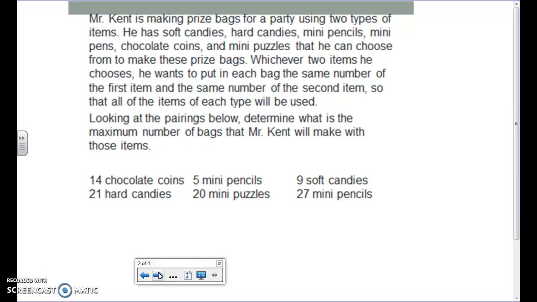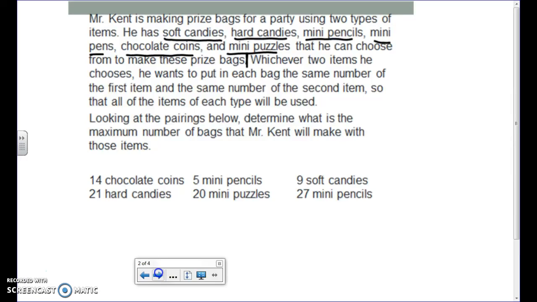So what that means is in each bag there will be two different things. He has these things to choose from: soft candies, hard candies, mini pencils, mini pens, chocolate coins, and mini puzzles. Okay, he can choose to make the prize bags up of these things. So even though there's a lot of reading to do here, all it has said is that he's making prize bags and these are the prizes.